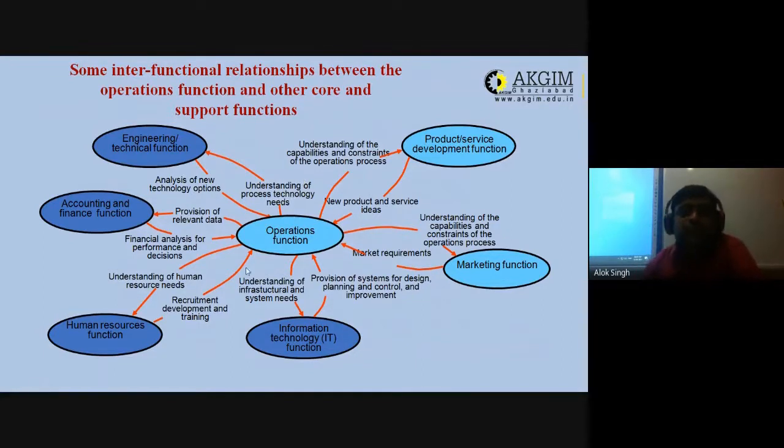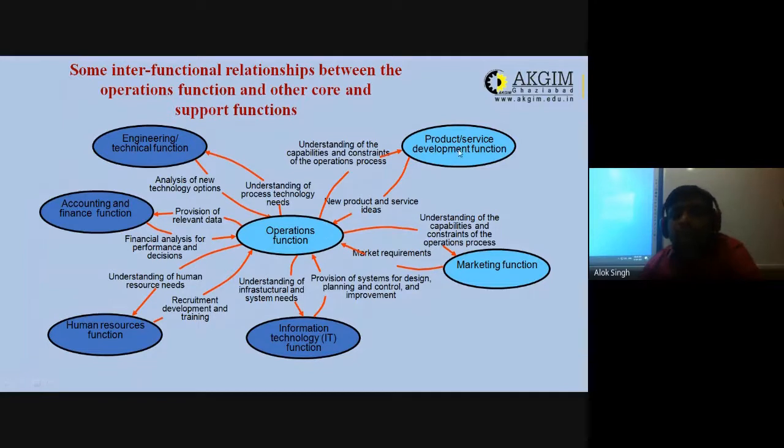So here we are considering operations function in the center, and after that we are checking what are the relationships between core functions. Core functions are depicted by light blue color, and the other support functions are depicted by this dark blue color. So there are some interfunctional relationships between operations function and other core and support functions. Now we are going to check. First we will see the interrelationship between core functions, and after that other support functions with operations function.